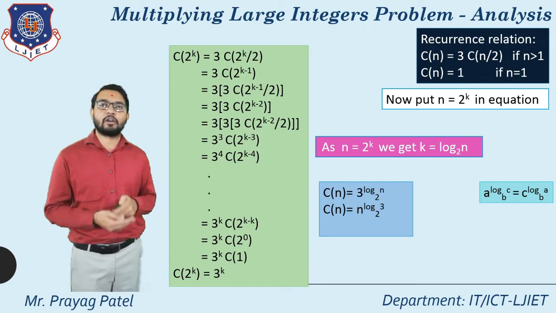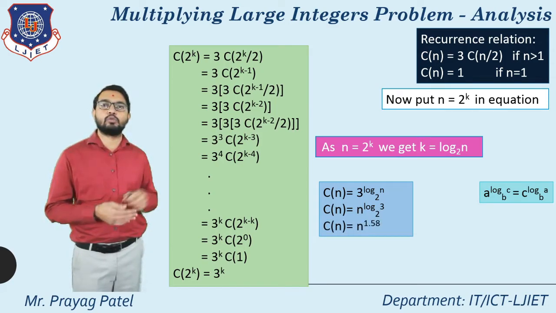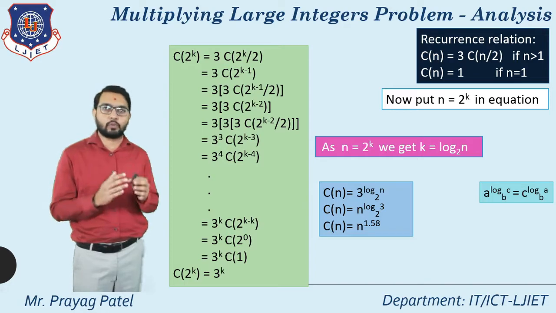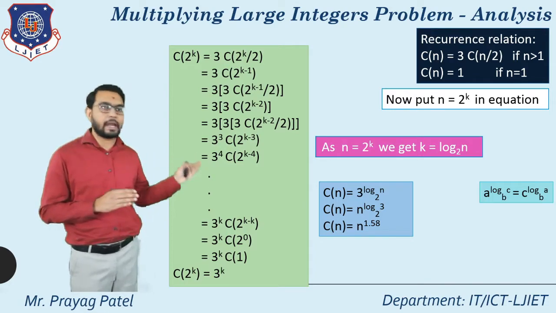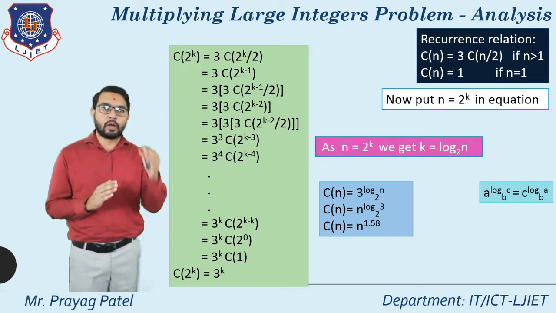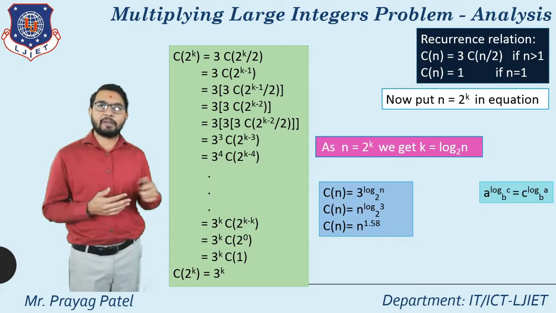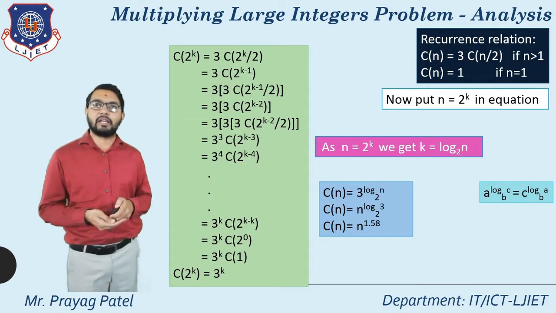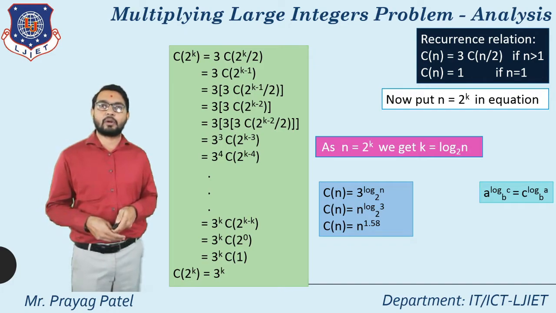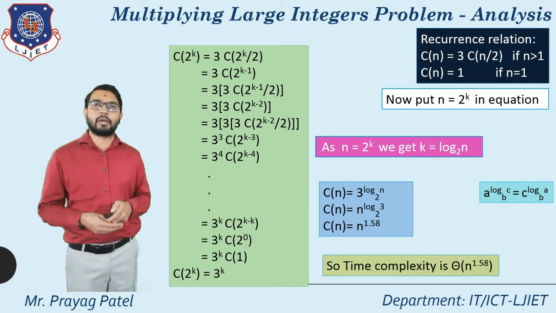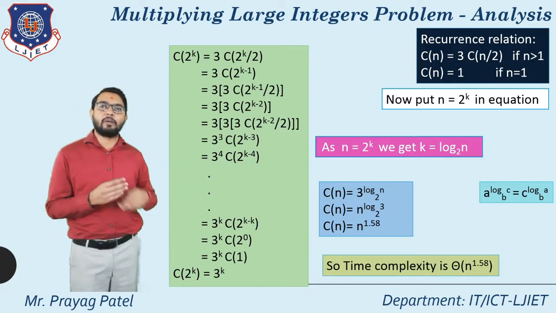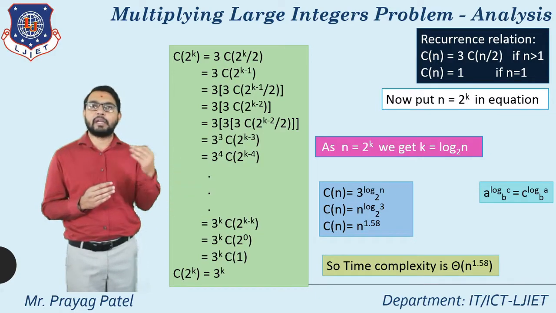Now what is the answer of n raised to log 3 base 2? Log 3 base 2 is about 1.58. So C of n equals n raised to 1.58. So this is the final answer, the final complexity of the multiplying large integer problem. The complexity of the multiplying large integer problem is theta of n raised to 1.58.